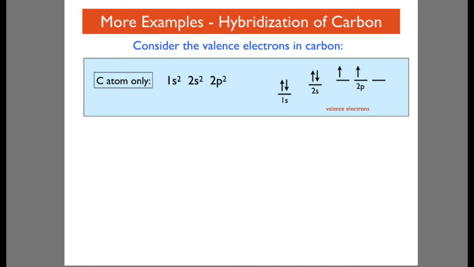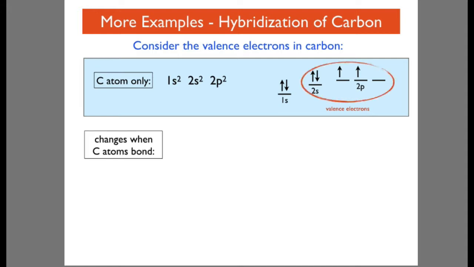Some more examples. Hybridization of carbon. Let's consider the valence electrons in carbon. So we've got 1s, 2s, 2p. You can see these valence electrons have 2s, 2p. The changes in carbon atoms bonds, let's have a look. We're only thinking about the valence electrons here. So you've got this 2s here, it's full, and you've got the 3 2p orbitals with an electron in 2 of them.